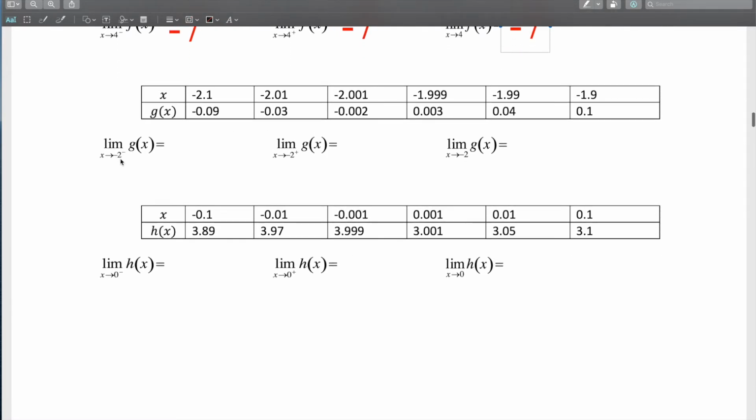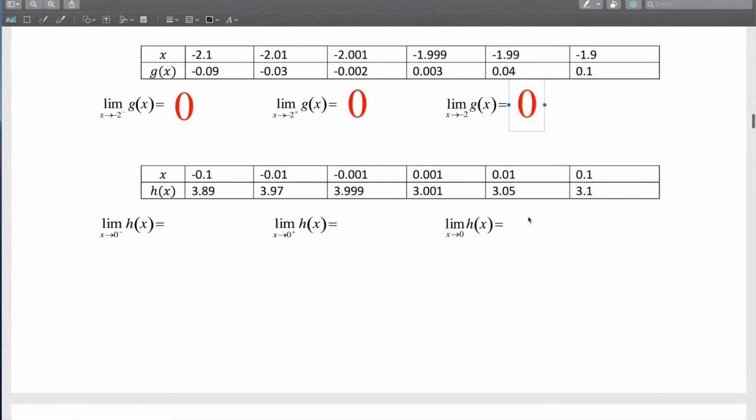For this one, as we approach negative 2 from the left, it looks like the y values are approaching 0. And same thing from the right-hand side, they do look like they're approaching 0 as well. Those are both the same number, so the actual limit is 0.